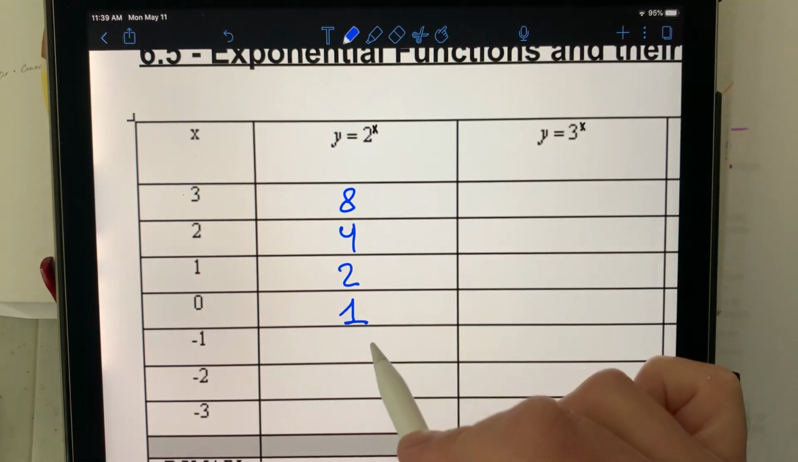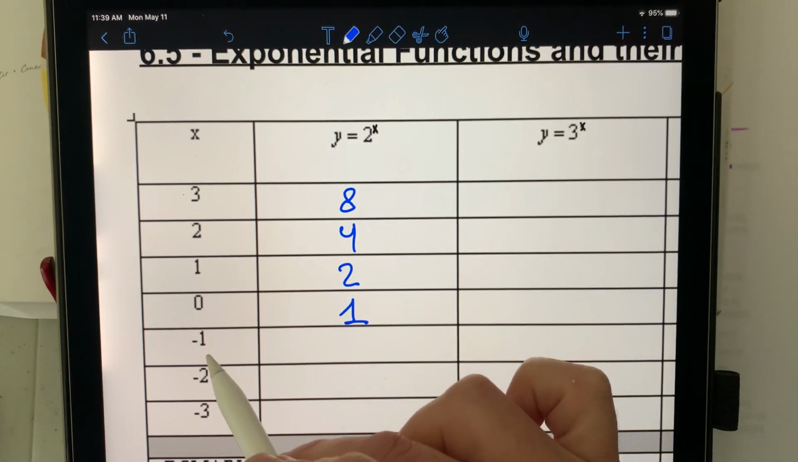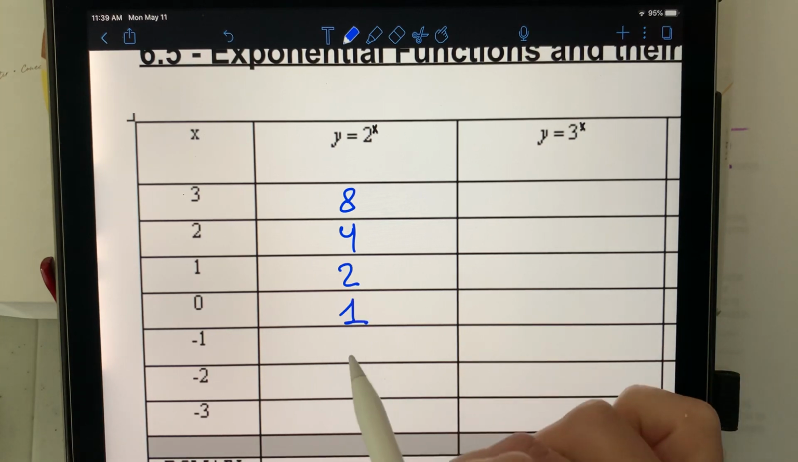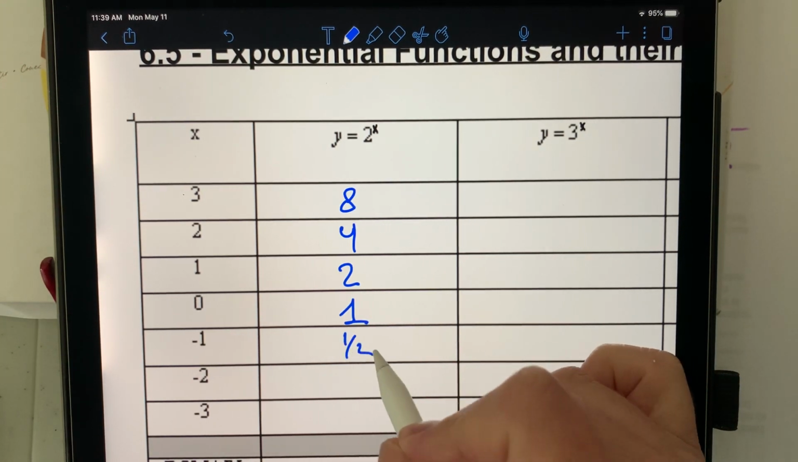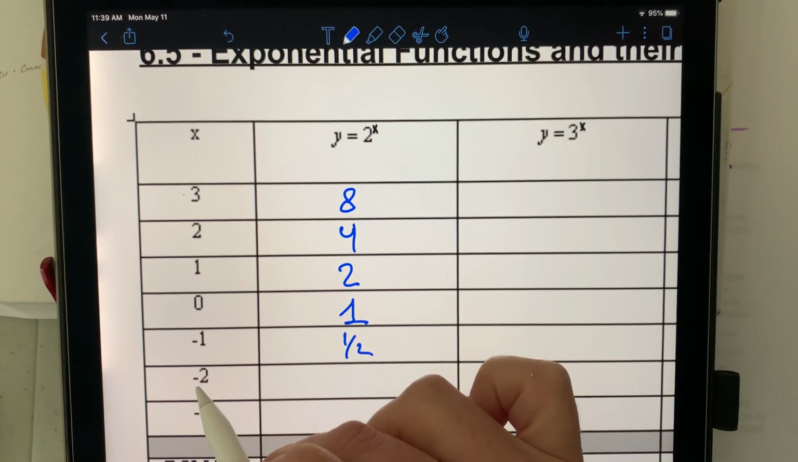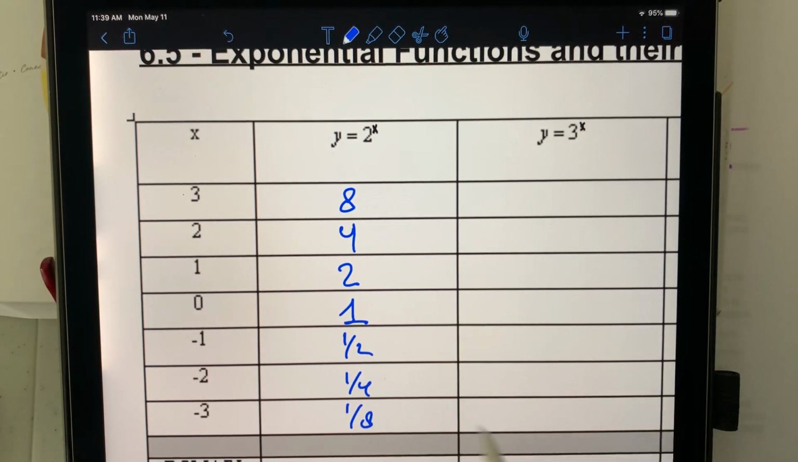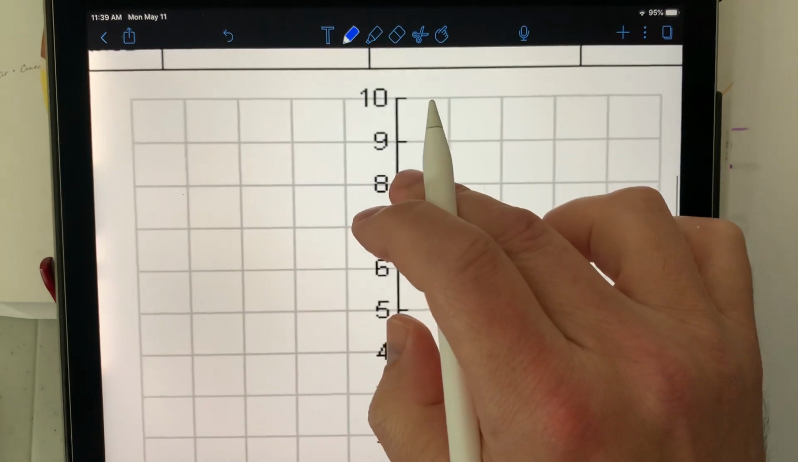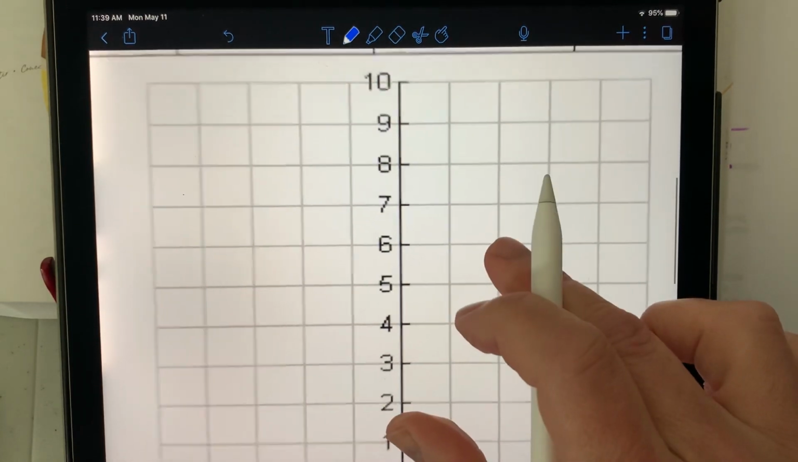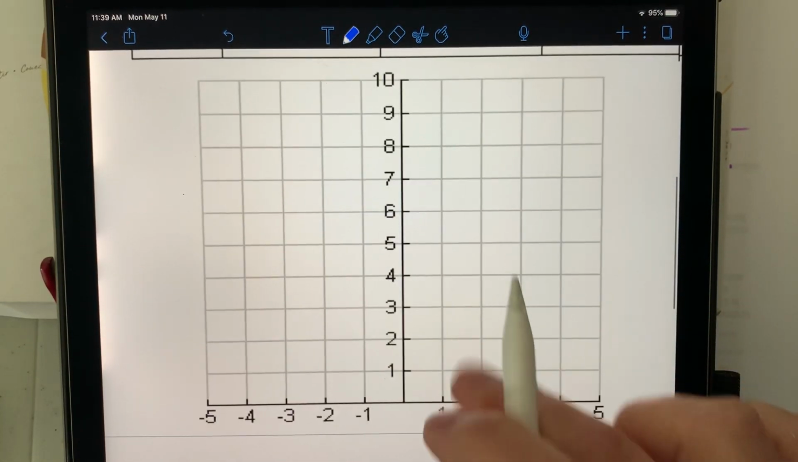And that's great. If you go into the negative numbers, well, 2 to the negative 1 means it's 1 over 2, right? Because it makes it the reciprocal, 1 over 2. 2 to the 2 is 4, so 2 to the negative 2 is 1 over 4, and this would be 1 over 8. When we plot this, we would say, a little smaller so it fits.